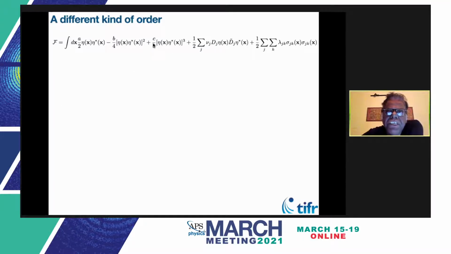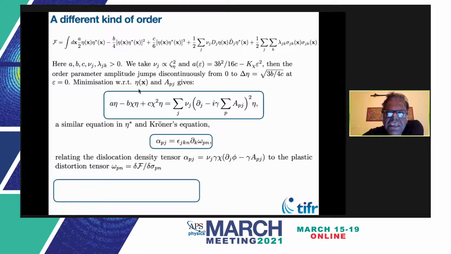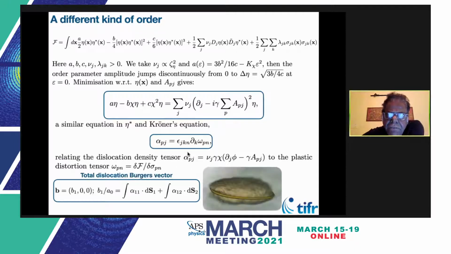The first part is the homogeneous part. It allows for a first order transition. Then there are gradients, and then there is a term related to the internal stresses. And you have to find out the Euler-Lagrange equations for this. The Euler-Lagrange equation for the order parameter is this. And then when you minimize this with respect to these auxiliary fields, you get a very famous equation called Kroner's equation that relates a dislocation density tensor to the plastic deformation tensor, which is just the thermodynamic conjugate to the internal stresses. And from the dislocation density tensor, you can calculate a total Burgers vector.